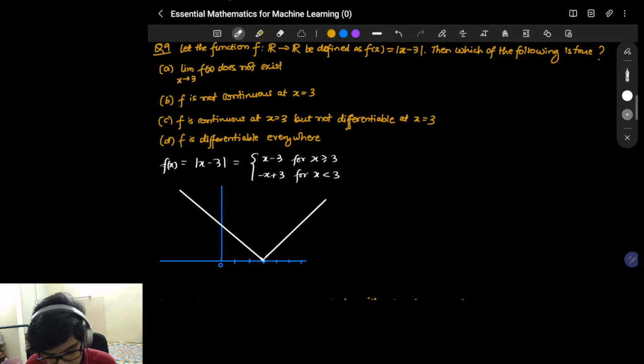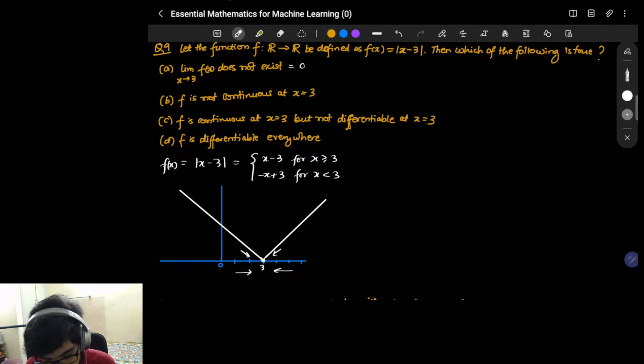So first statement says that limit x tends to 3 f(x) does not exist. This is a false statement because this limit exists and this limit is equal to 0. So this is x equal to 3. So you see that if you approach from the left side of 3 or from the right side of 3, the function moves closer to 0. So this limit exists and this is equal to 0.